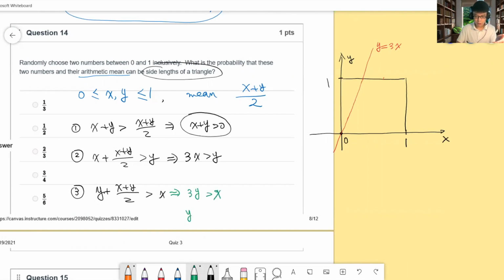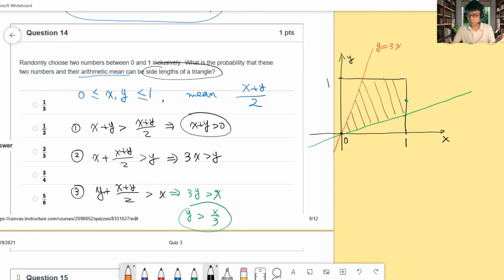So equivalently, y larger than x over 3. That corresponds to the line with slope 1/3. Let me draw this green line. And the valid points are above this green line. So finally, the valid points are points between these two lines, red and green. This part corresponds to valid cases.